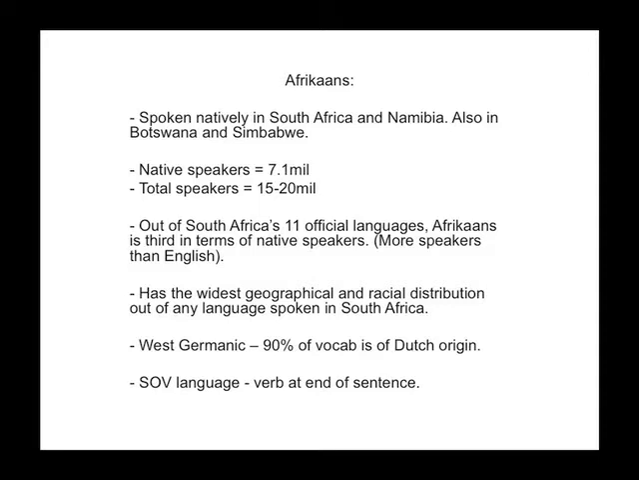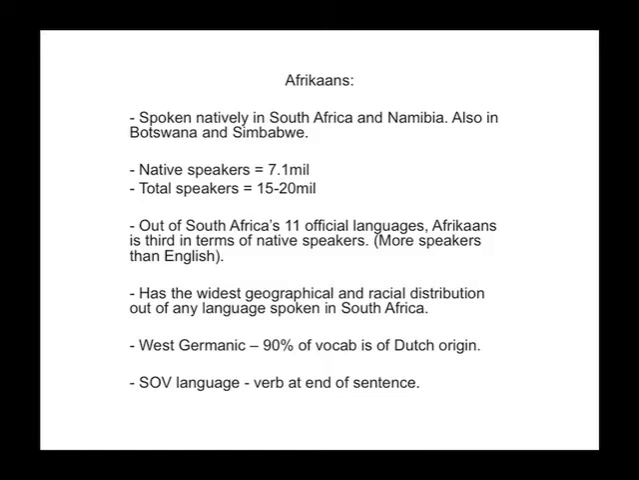So first of all, Afrikaans is spoken natively in South Africa and Namibia. It's also spoken to a much lesser extent in Botswana and Zimbabwe. The total number of native speakers of Afrikaans as of 2011 is estimated to be about 7.1 million, according to Wikipedia anyway. And the total speakers, including people who speak it as a second or third language, is between 15 and 20 million.